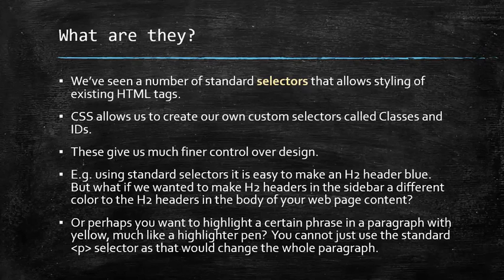Using a standard selector, we can easily make an H2 header blue. But what if you wanted to make the H2 headers in the sidebar, or maybe in the footer, a different colour to the H2 headers on the rest of the site? We can't use a standard selector for that, at least not on its own, because if we were to make H2 blue, then all the H2s are blue. Or what if you had a certain sentence or phrase in a paragraph that you wanted to highlight yellow, as if you were using a highlighter pen on your web page? You can't do that with a standard P selector, as that would change the whole paragraph.